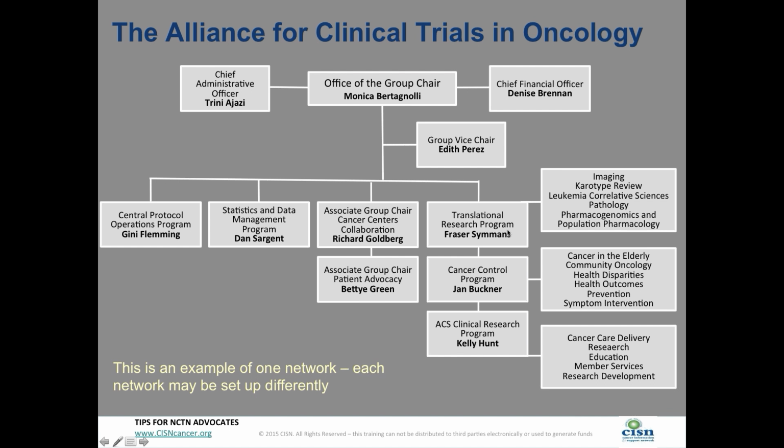And so you've got different committees within these programs. The cancer control program is a huge part of the Alliance, actually, which houses a lot of the NCORP programs. So that will be your community oncology, your health disparities, health outcomes, prevention, and symptom intervention, as well as, in the American College of Surgeons clinical research program, where our cancer care delivery is housed. If we get PCORI grants, they're usually within that cancer care delivery committee. So just knowing where your different committees are and how they're housed is really important within your individual groups, which are each probably set up very differently.